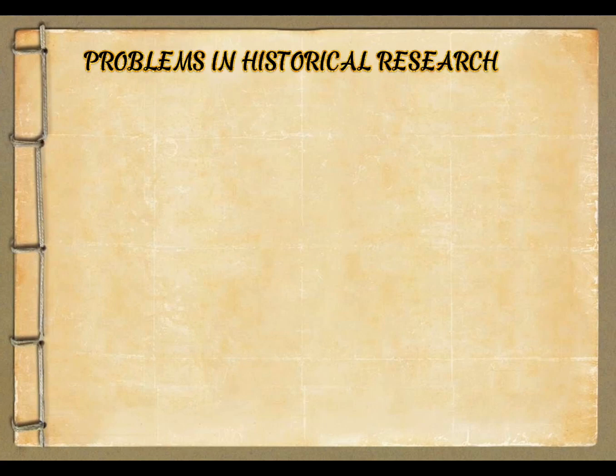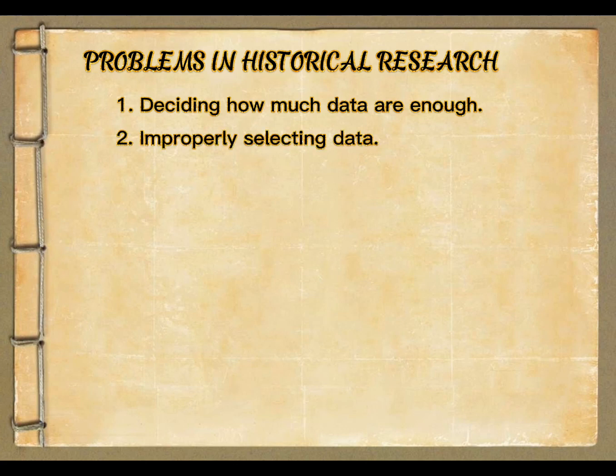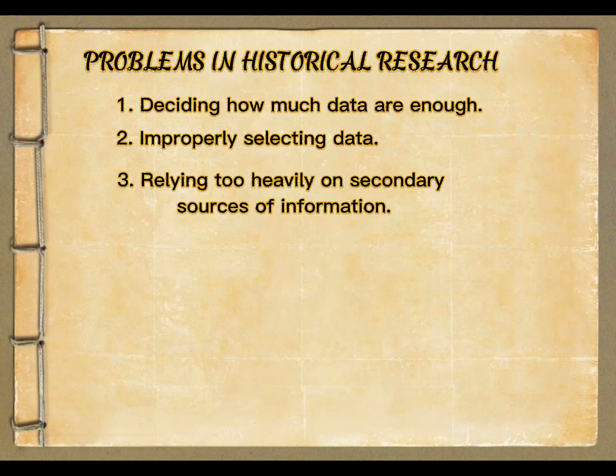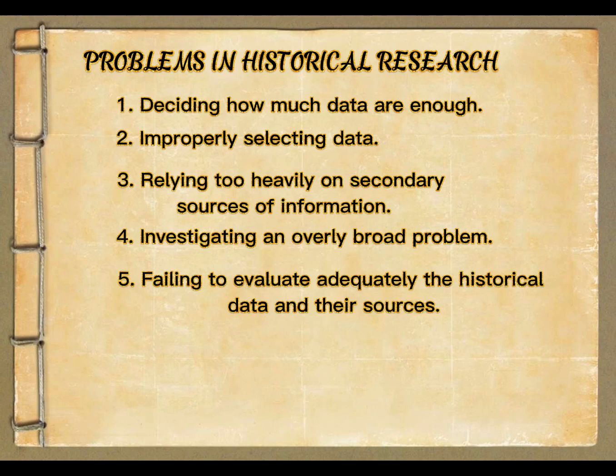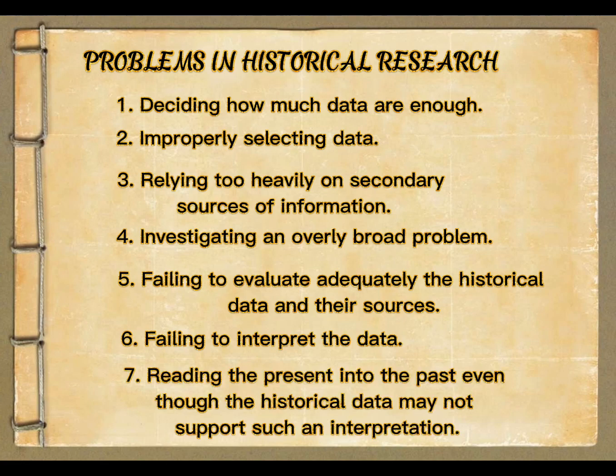Problems in historical research. 1. Deciding how much data are enough. 2. Improperly selecting data. 3. Relying too heavily on secondary sources of information. 4. Investigating an overly broad problem. 5. Failing to evaluate adequately the historical data and their sources. 6. Failing to interpret the data. 7. Reading the present into the past, even though the historical data may not support such an interpretation.